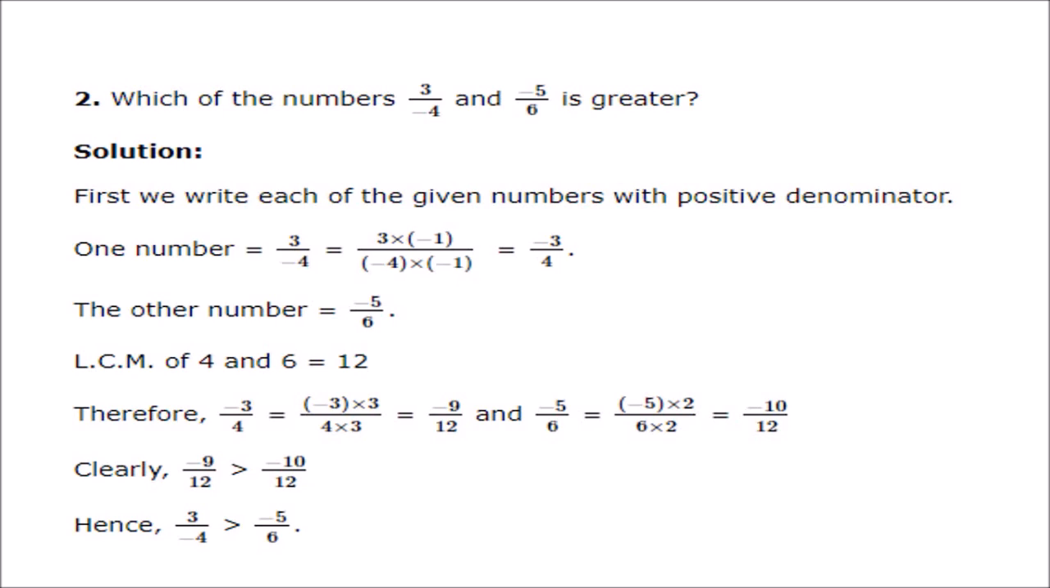Now the denominators are 4 and 6 and their LCM is 12. Therefore, we can write the first rational number 3 upon minus 4 as minus 9 upon 12 and the second rational number minus 5 upon 6 as minus 10 upon 12. And clearly we know that minus 9 upon 12 will be greater than minus 10 upon 12. Hence we can say that 3 by minus 4 is greater than minus 5 by 6.